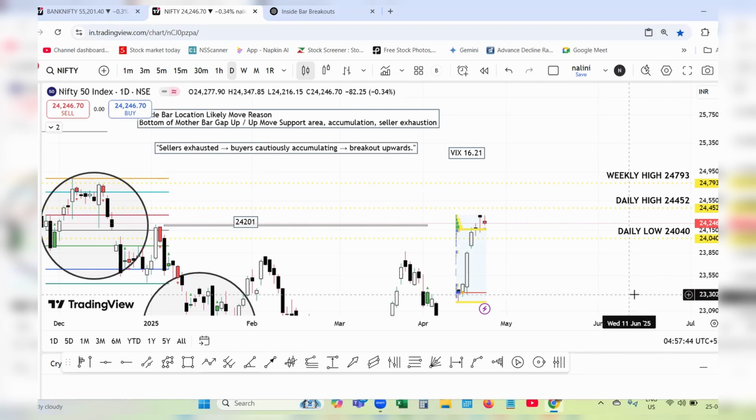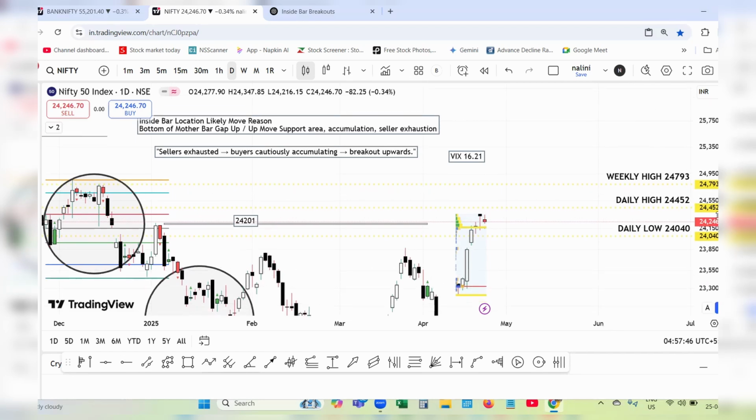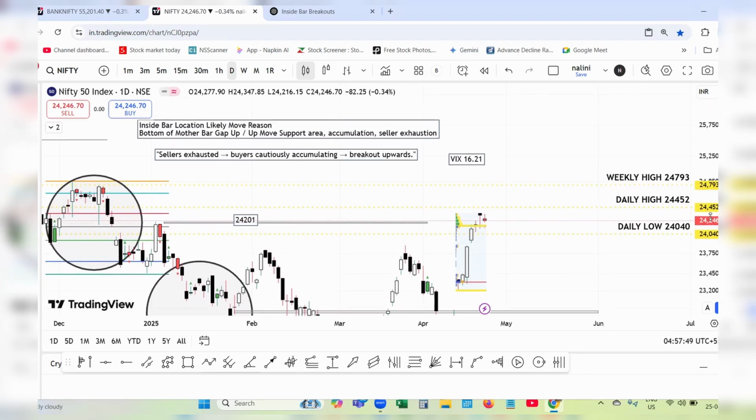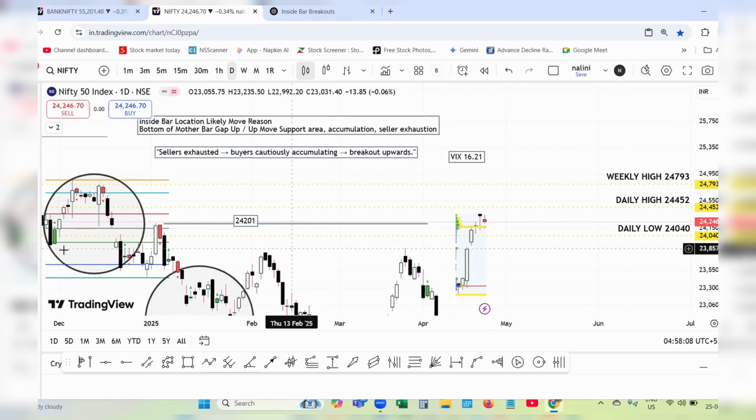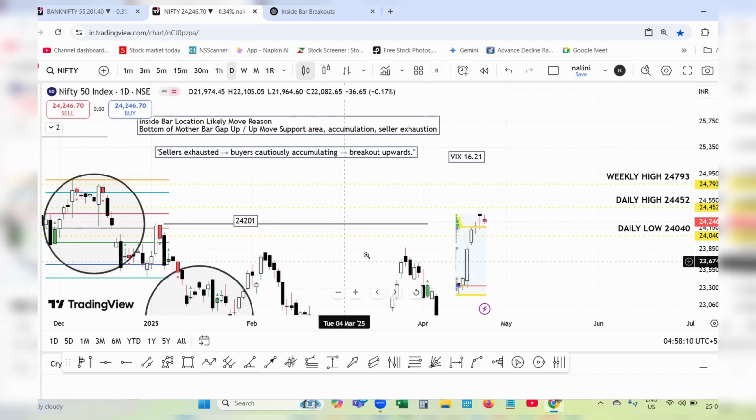So coming to the analysis, I am on the daily time frame. Here I have applied the volume profile from the breakout region, from this level, and I'm seeing the price consolidating above this value area high.